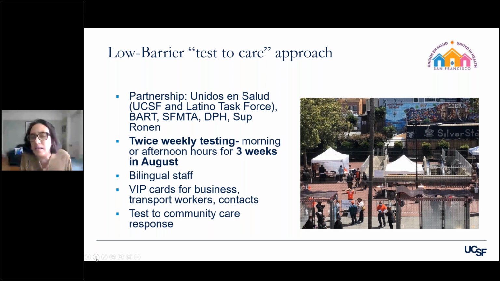This is our latest strategy where we've been testing in the BART stations. This is our rapid transit stations here, trying to both understand what the transmission rates are amongst people who are going to work and who are entering BART stations, and thinking about a strategy for ongoing surveillance here in communities where there's high risk, but also people having to work and continue to work outside the home during this time.